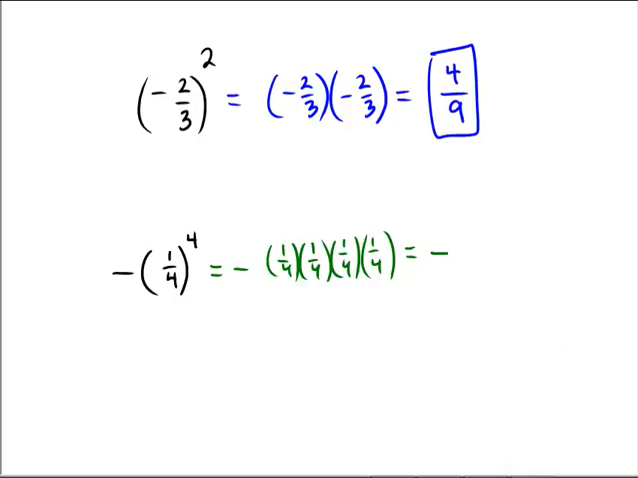In the numerator, 1 times 1 times 1 times 1 is the number 1. And now in the bottom, 4 times 4 is 16. 16 times 4 would be 64. And 64 times 4 is 256. So the final answer for the second one should have been a negative 1 over 256.